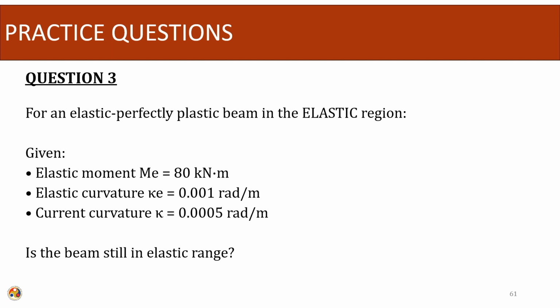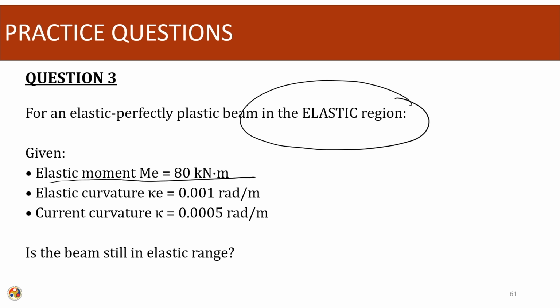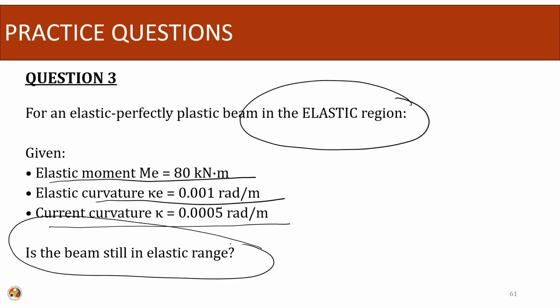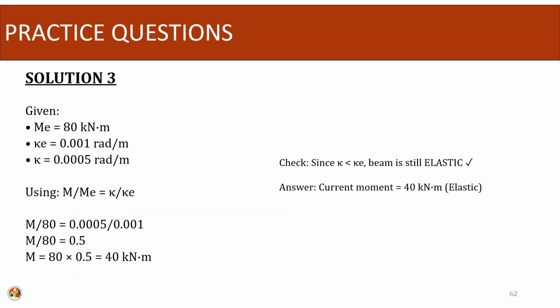Next question. Here we have an elastic perfectly plastic beam in the elastic region. The beam remains in the elastic region. It is given that the elastic moment is 80 kilonewton meter, the elastic curvature is given by this number, and the current curvature is this number. It is being asked whether the beam is still in the elastic range. We will have to comment, depending on the current curvature, whether this is in the elastic range or it has passed the elastic range. So, let us look into that.